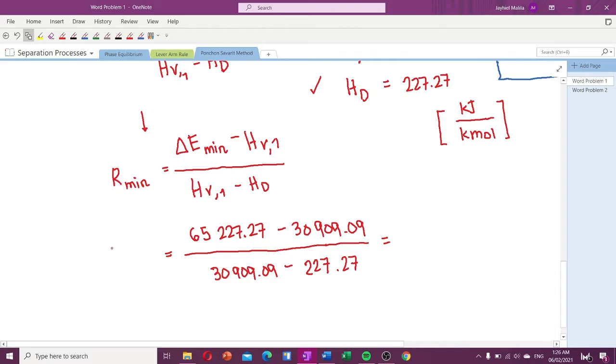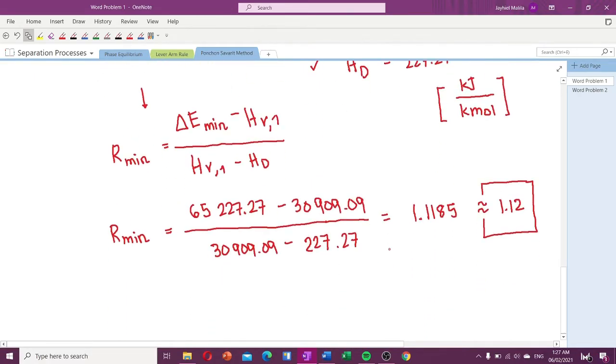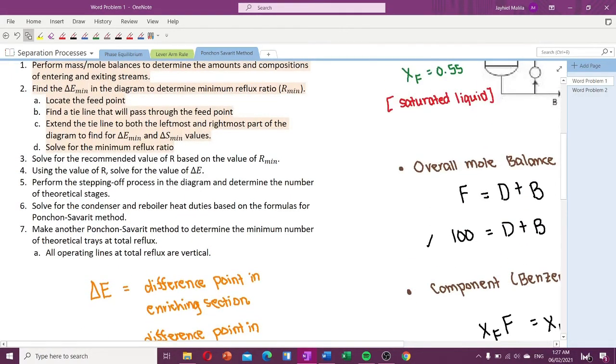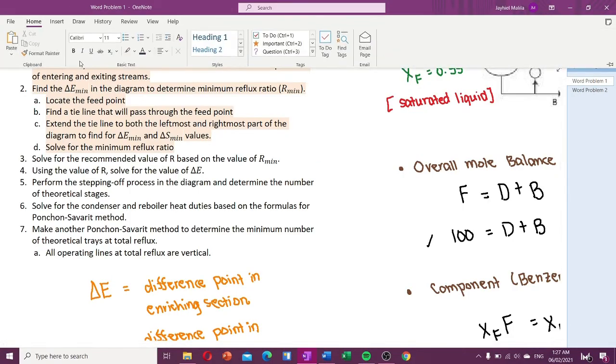If you solve for the value of R min for this one, according to my calculations you will get 1.1185. So it's around 1.12, the minimum reflux ratio. So we already have the value of the minimum reflux ratio, which is 1.12. We're done with the minimum reflux ratio, so let's now proceed to the next step: solve for the recommended value of R based on the value of R min.